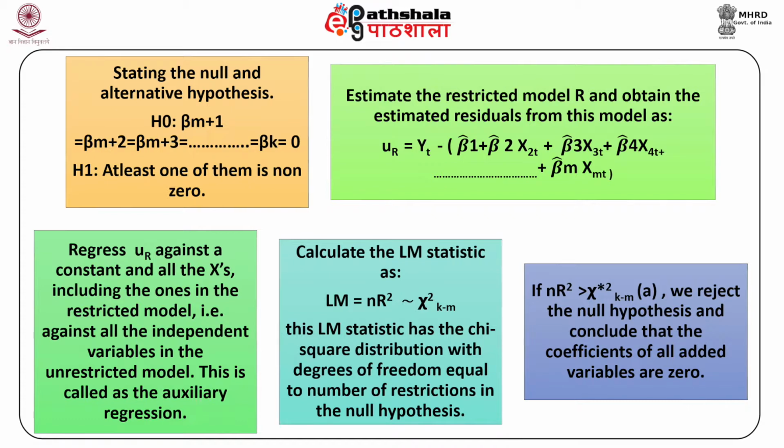Third, regress U_R hat against a constant and all the x's, including the ones in the restricted model, that is, against all the independent variables in the unrestricted model. This is called the auxiliary regression. Calculate the LM statistic as LM is equal to N R square, distributed as chi square k minus m with degrees of freedom equal to the number of restrictions in the null hypothesis. If N R square is greater than chi square k minus m, we reject the null hypothesis and conclude that the coefficients of all added variables are 0.